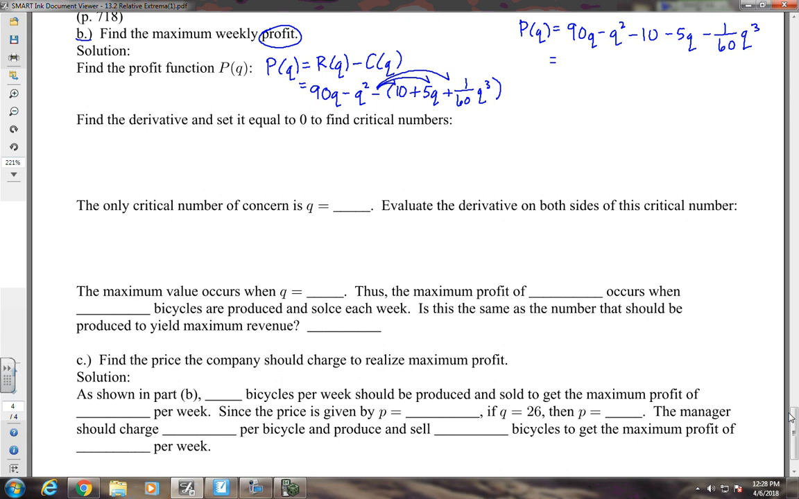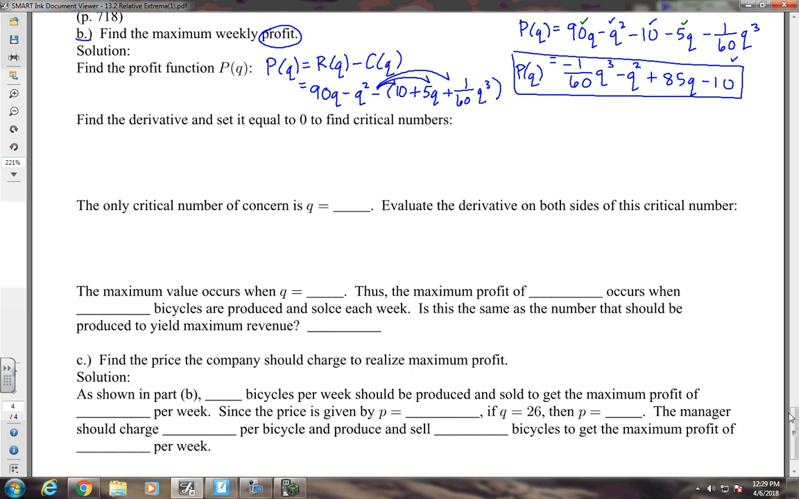Now, to keep it organized, make sure I don't miss anything, I'm going to rearrange it in descending order. So I'm going to start with my highest powered term, which is negative 1 over 60Q to the third power. Got that one. Then I'm going to go for the next highest powered term. That's going to be the minus Q squared. Observe we have a couple of like terms here. 90Q minus 5Q. That gives me plus 85Q. Don't forget about our constant there, negative 10. So we have our profit function.